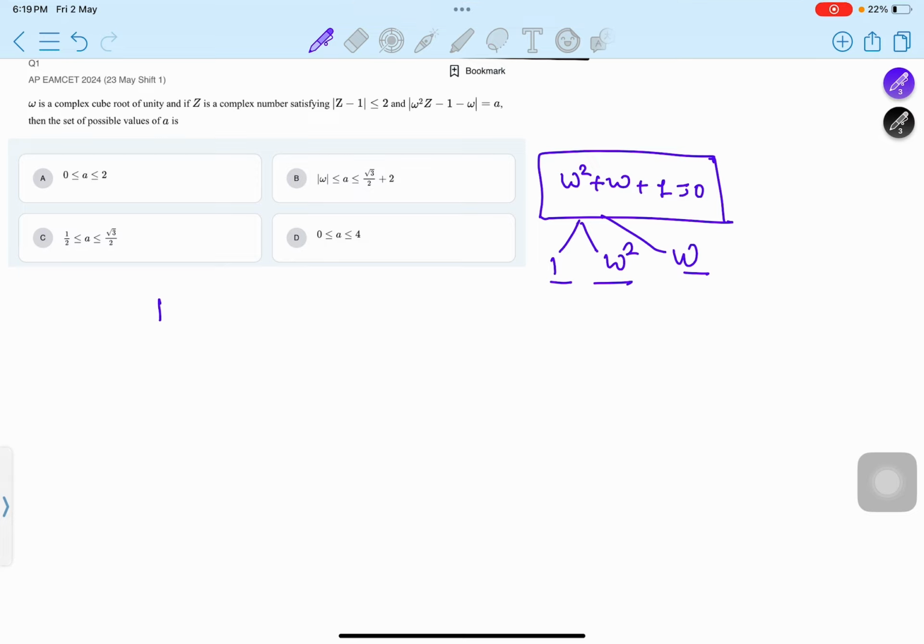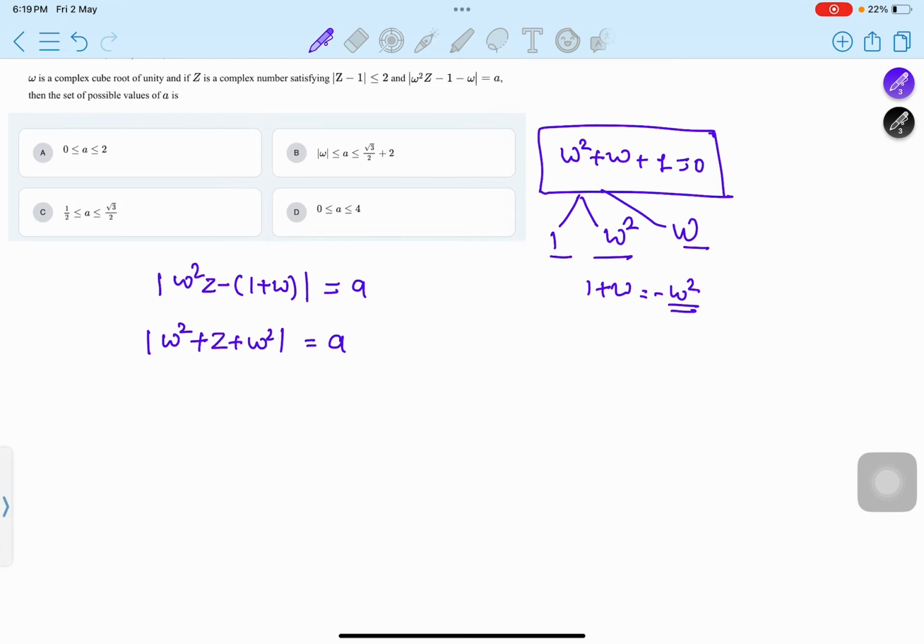Then apply it to the given expression ω²(z − 1) − ω. Taking ω² common, 1 + ω is replaced by −ω². So we get |ω²(z − 1 + ω)|... then ω² is common, and we get |ω²||z + 1| = a, where |ω²| is 1. Then z − 1 + 2 gives |z + 1| = a.